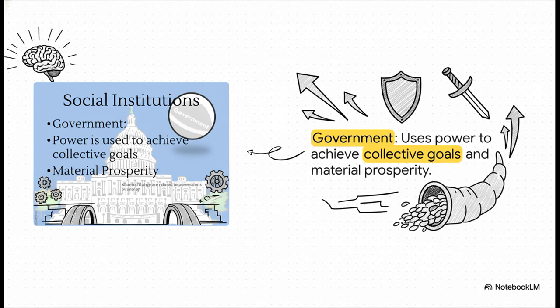And then, of course, there's the government. You can think of it as the brain. It's the central command center, the thing that organizes society to achieve these huge collective goals, like building roads or providing defense, making sure the whole thing can survive and prosper.